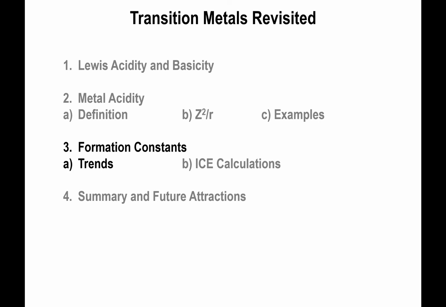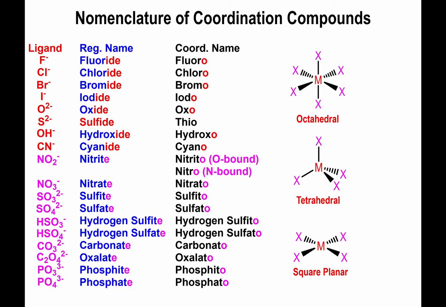Formation constants. This ultimately brings us back to the idea of coordinated covalent complexes. Some of them could be neutral, some of them could be positively charged, some of them could be negatively charged. And you have your octahedral, your tetrahedral, and your square planar complexes, right?